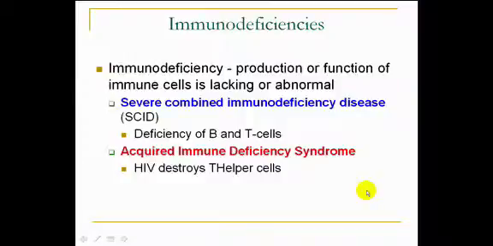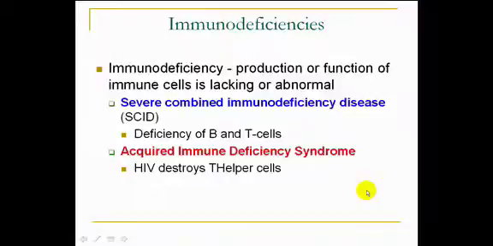Then you can have the opposite effect where your immune system isn't reacting at all. And that's an immunodeficiency. So your immune system is lacking or it's not functioning. There's what's called SCIDs, or severe combined immunodeficiency disease. And these are people that have a deficiency of B and T cells. So they basically don't have a specific immune system. They may have their innate immune system, but not their specific.